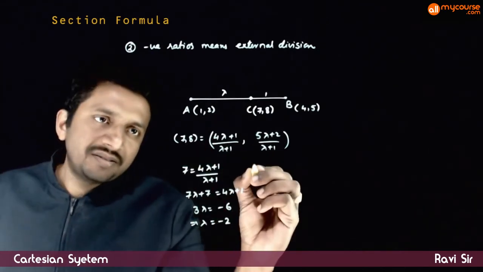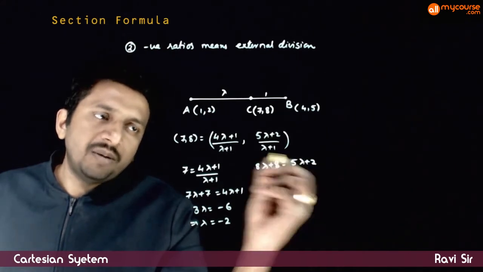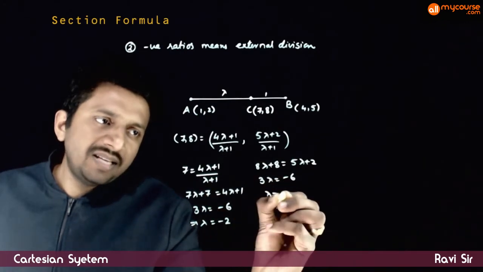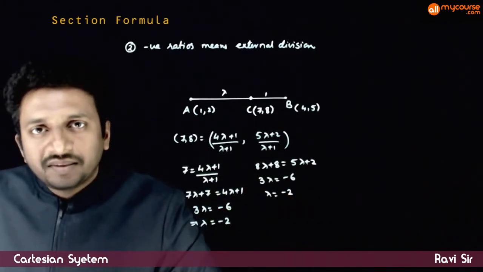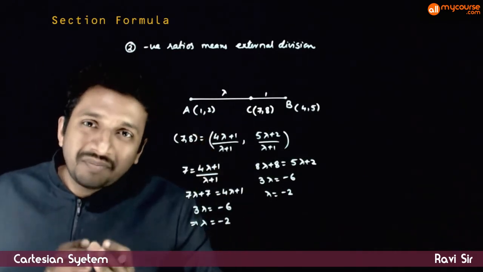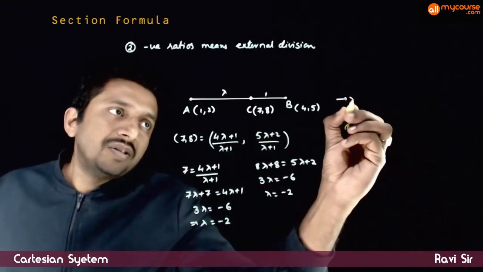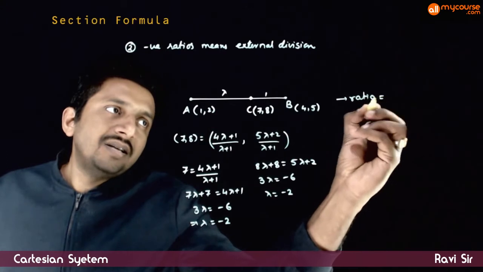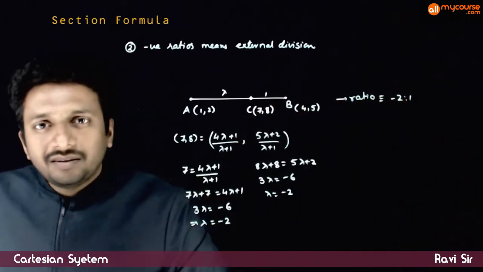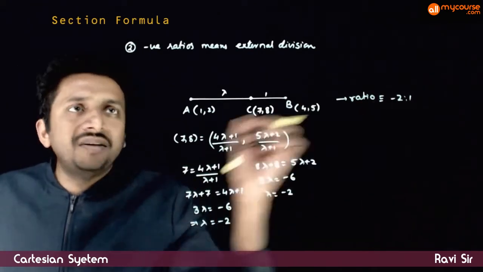From the y coordinates, 8 lambda plus 8 is equal to 5 lambda plus 2. 3 lambda is equal to minus 6. Lambda is again equal to minus 2. So from both x coordinates and y coordinates, you're getting the same value of lambda. So what is the ratio? The ratio is lambda is to 1, that is minus 2 is to 1. So what is the meaning of minus 2 is to 1? What is the meaning of negative ratio?